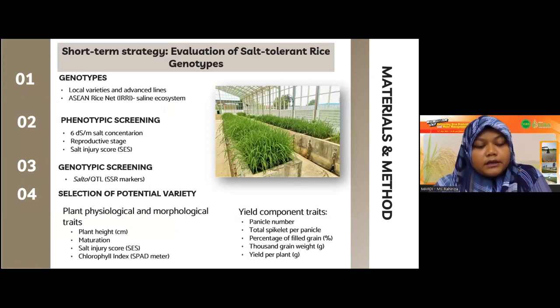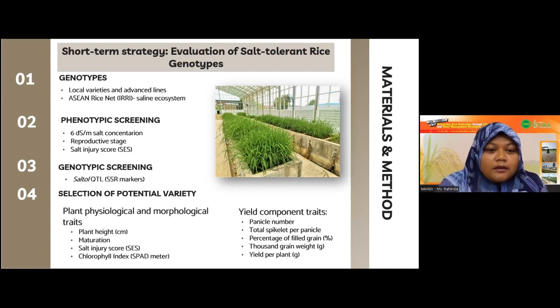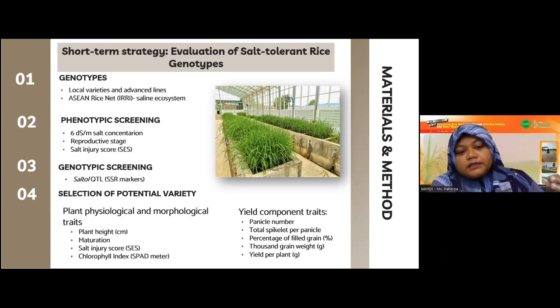So as I mentioned earlier, we screen, we evaluate the genotypes that are already stable. So we choose local varieties and advanced lines, as well as AsenRasNet from the IRRI program, for the saline ecosystem. And then we did the phenotypic screening at 6 decisiemens per meter salt concentration, at reproductive stage, as Dr. Rakesh mentioned earlier. So we did a data collection on salt injury score, and then genotypic screening using the molecular markers for AsenRasNet genotypes that contain the Saltol QTL.